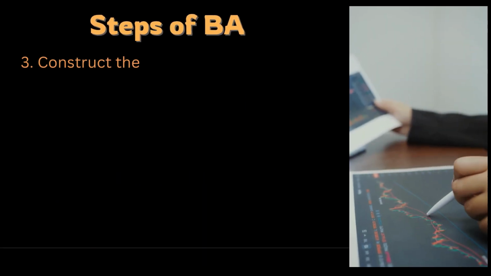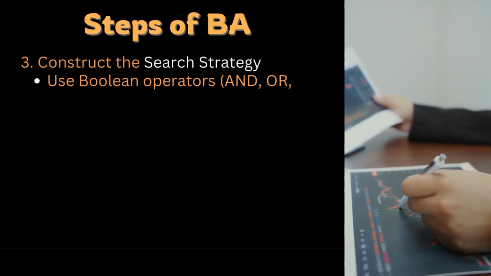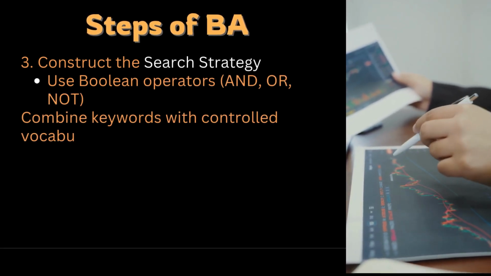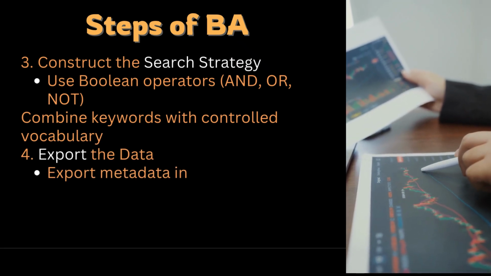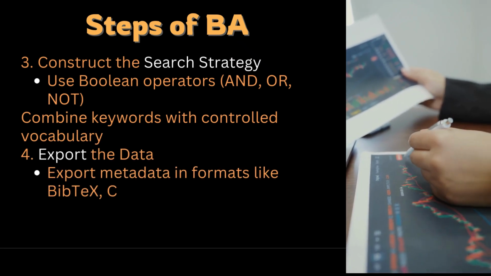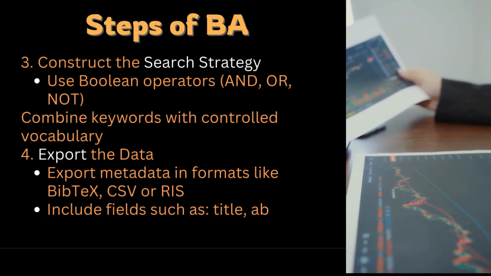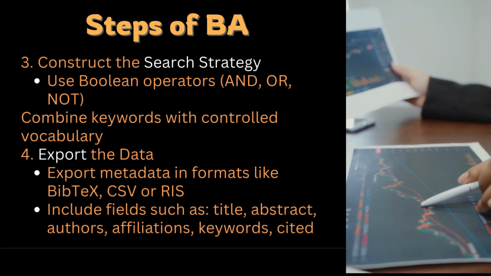The third step is about constructing the search strategy. We might need to use Boolean operators and, or, not, or combine keywords with controlled vocabulary. We then need to export the data in formats like BibTeX, CSV, or RIS. And we need to include all the fields such as title, abstract, authors, affiliation, keywords, cited references.